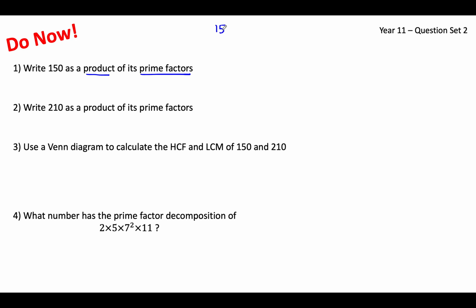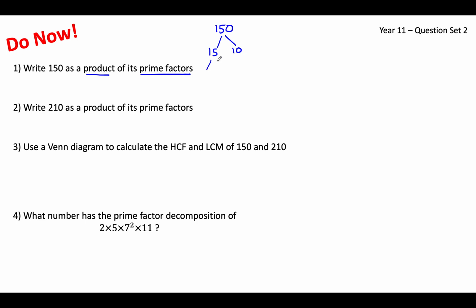Now, if you want to do product of prime factors, that means a prime factor tree. So split your number into two, just two numbers that multiply together to make the number above. So it could be 15 times 10. Doesn't matter what order you do this in, as long as each pair of numbers multiplies to make the one above. Now, if either of these is prime, you circle it.